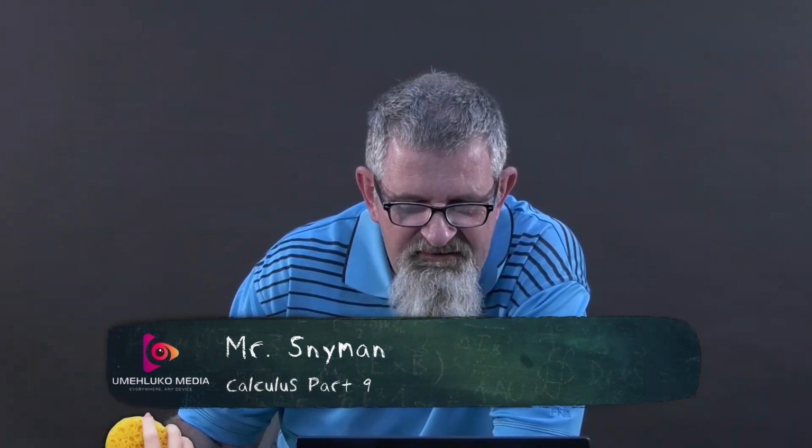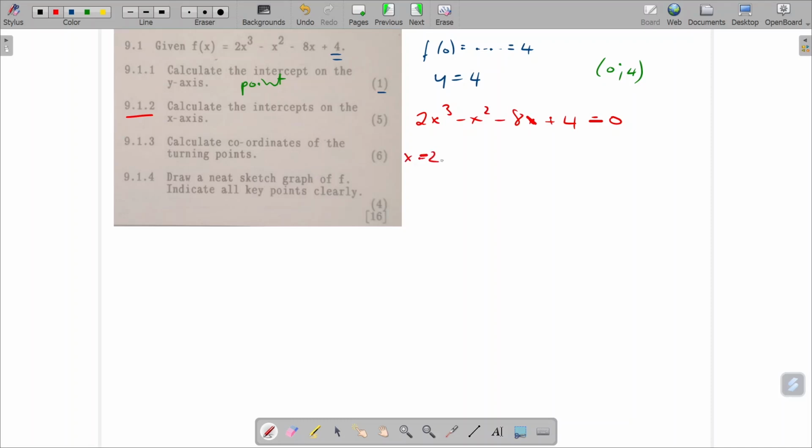Nothing's jumping off the plate at me right now. Yes, it is. So I'm going to let x equal 2. If I let x equal 2, I'm going to get 16 minus 4 minus 16 plus 4, which does in fact equal 0. That makes me happy by the remainder and factor theorem. Okay, so as a result, I know that x minus 2 is a factor.